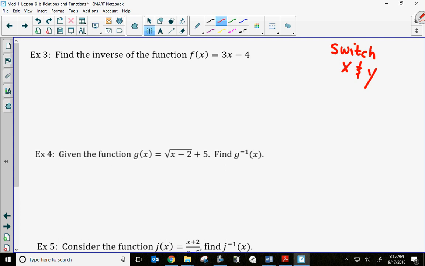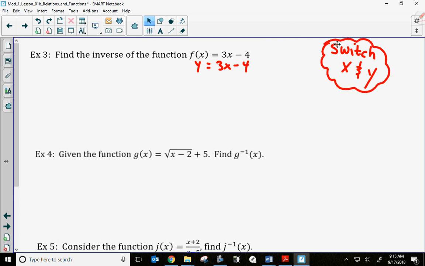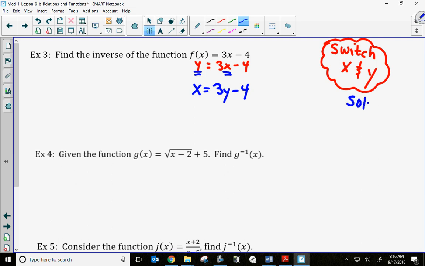Same method. Okay. Keep in mind, this is the same thing as saying y equals 3x minus 4. I'm literally going to switch my x and y. Just the letters or variables. I'm not going to take the 3 over with the x. I'm literally going to switch this. I got x equals 3y minus 4. Once I do that, now I just solve for y again.